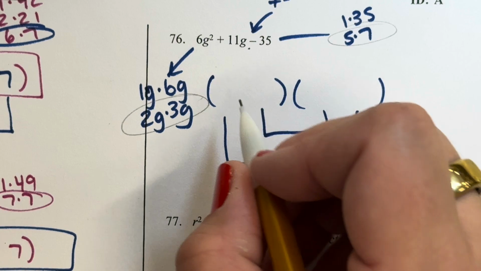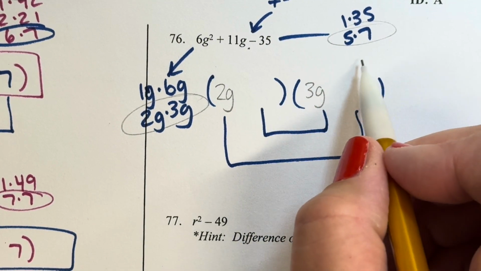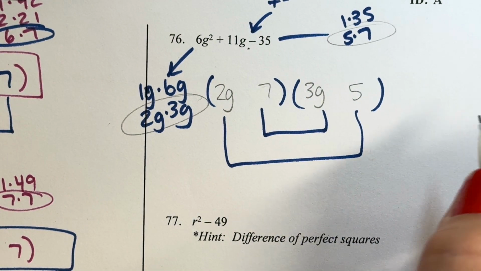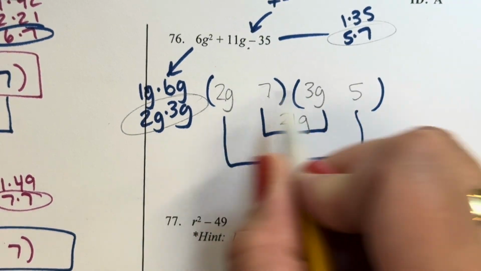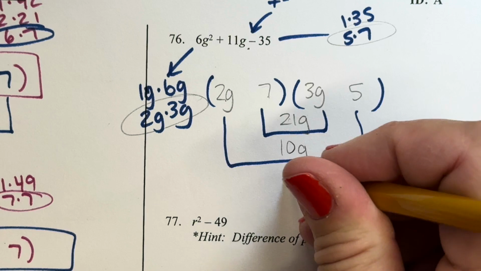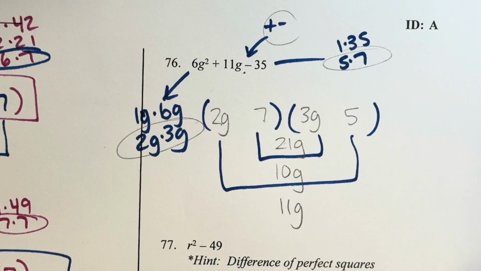So I'm going to try 2g and 3g to begin with, and then I'm going to plug in the 7 and the 5 to start and see what happens. 7 times 3g is 21g, 2g times 5 is 10g, and those do actually make 11g if I subtract them, which I'm gonna have to because my signs have to be opposites. So I got lucky again.